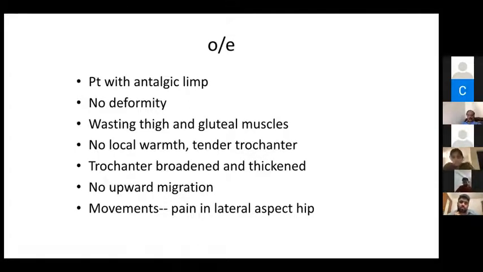Okay, now we'll go to the next slide. Can you tell me, you said it's a benign lesion. Among the benign lesions, which are the possibilities? It's in the proximal femur. The proximal femur has, yes, sir, fibrous dysplasia. Fibrous dysplasia? Okay, then.